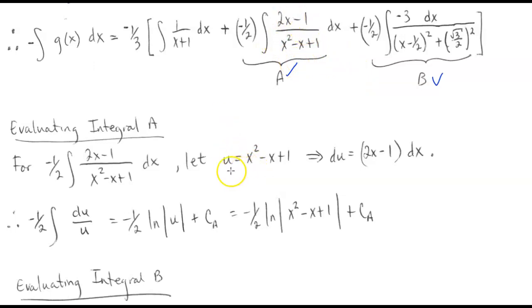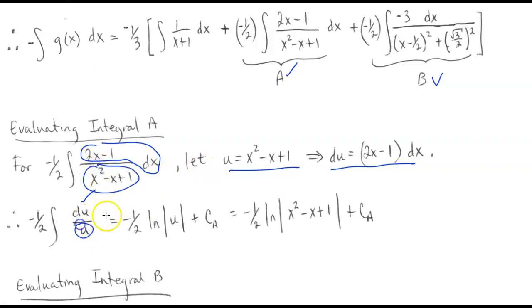That one's relatively easy. So if we let u equal the quadratic expression in the denominator, and of course if we take the derivative of that, we have du equal to 2x minus 1, all that times dx. So with that, we see here that this 2x minus 1 dx is just going to be du. And of course, x squared minus x plus 1 is just u. We take the antiderivative, and that's just going to be natural log of absolute value of u. And of course, we have that constant of negative 1/2 on the outside here.